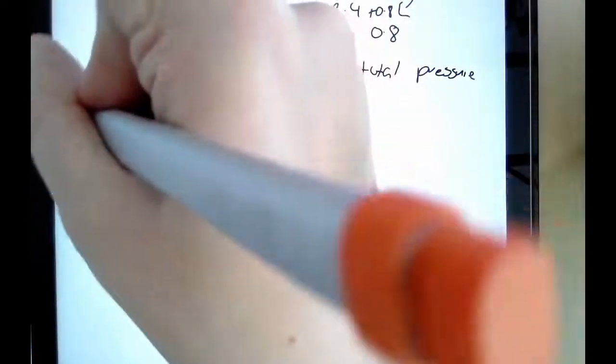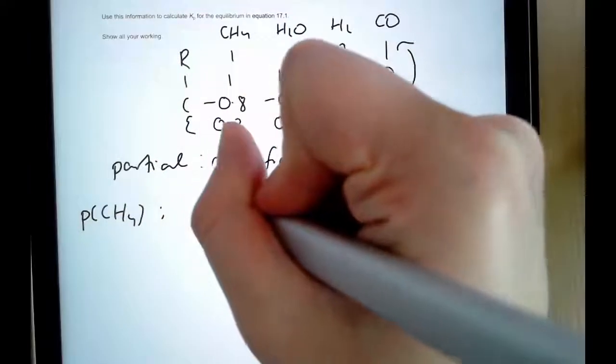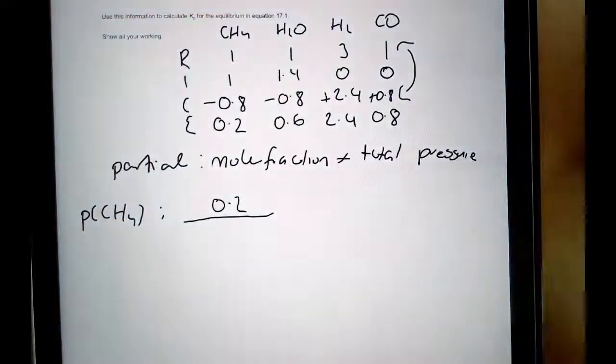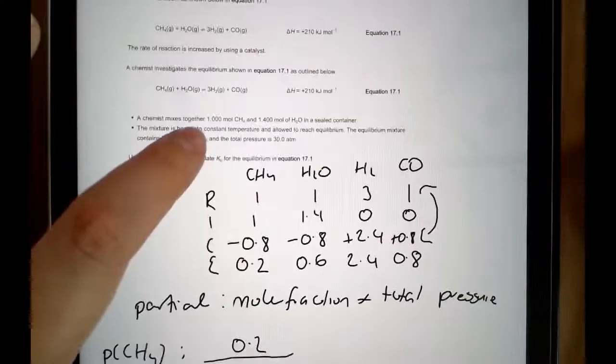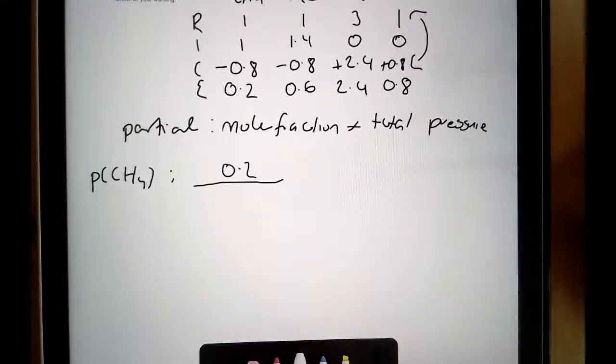So the partial pressure of CH4 is going to be the mole fraction. So the number of moles of CH4 I have at equilibrium is 0.2. So mole fractions, you're always calculating it at equilibrium. That's why this rice box was needed. I couldn't just plug in the 1 from the question into this expression. I need the moles at equilibrium.